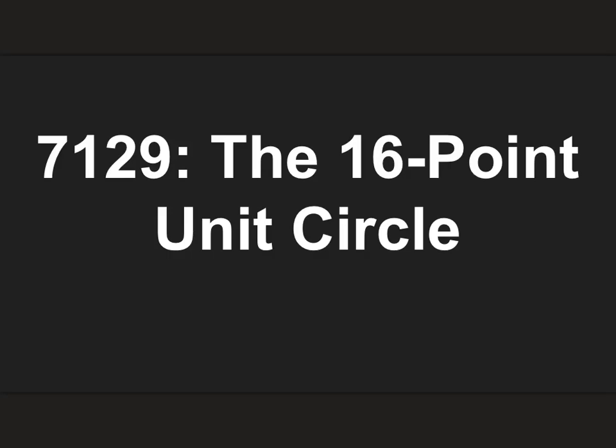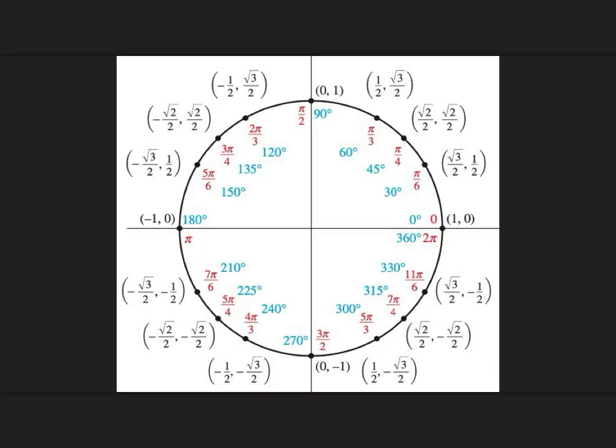Welcome to lesson 7129, the 16-point unit circle. Okay, this is the 16-point unit circle. In the blue, you have your angles in degrees, your special angles in degrees. In red, you have the same angles in radians. And then you have your trig ratios for everything. So this is the periodic table of trigonometry.